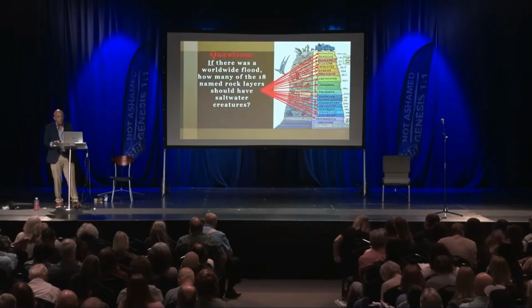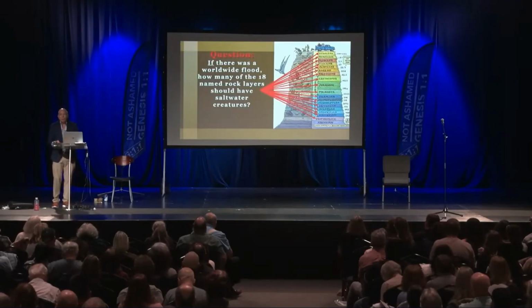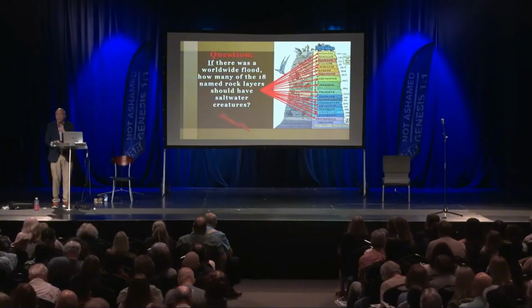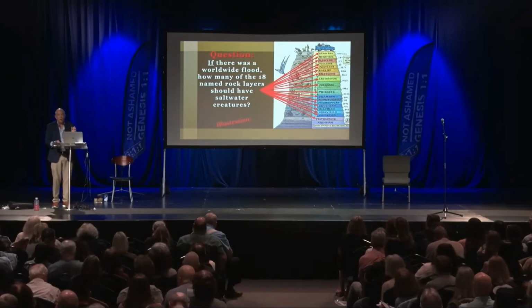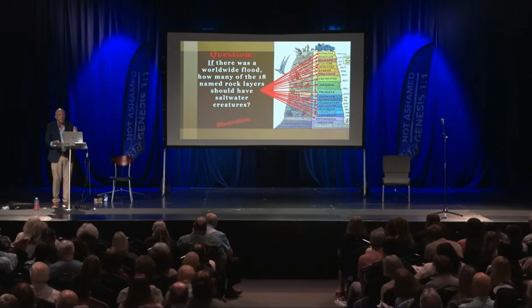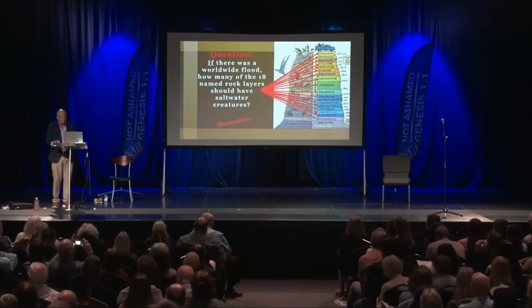So now I want you to play scientist, and I want you to shout out the answer in a second here. If there was a worldwide flood, like Noah's flood, how many of these 18 rock layers that have been named should have saltwater creatures? Now let me show you these three slides first. I want to explain this.